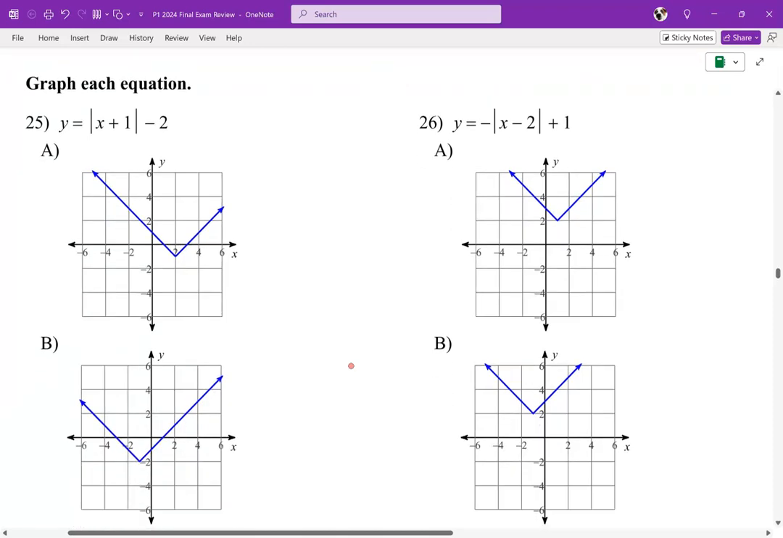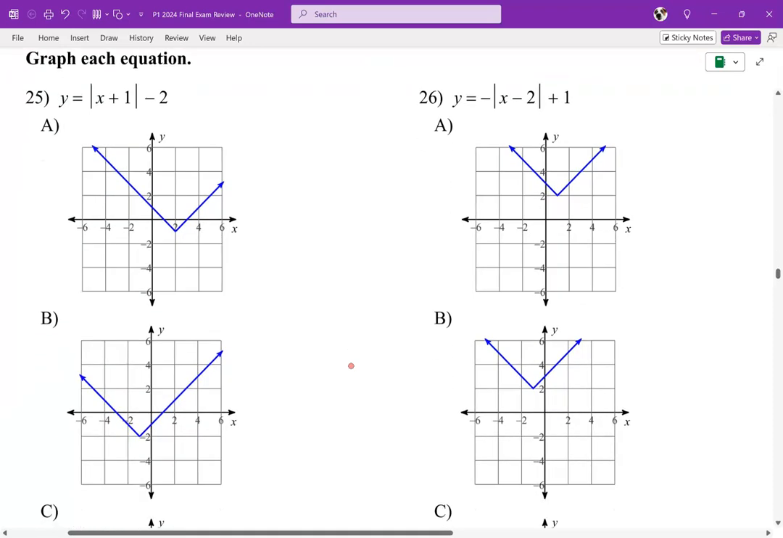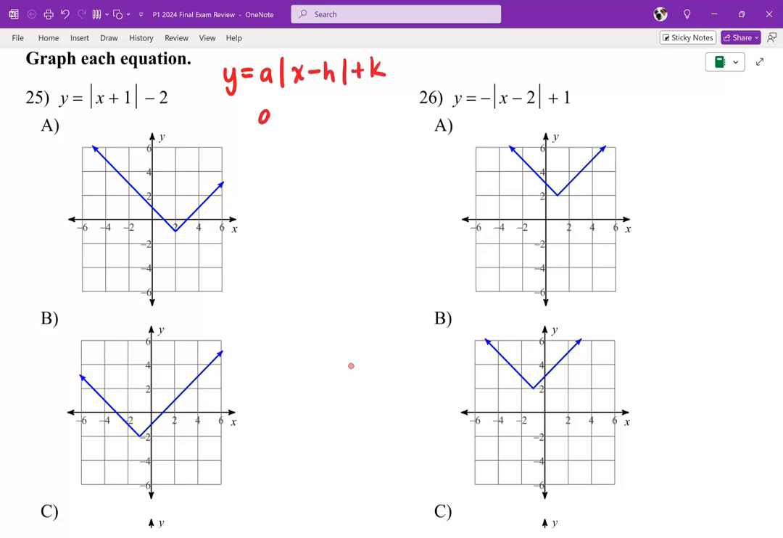All right. So these are supposed to be easy. I just don't know if you remember, but I want to remind you the formula. Y equals A absolute value of x minus h plus k, where A is kind of like your slope and hk is your vertex. That's like the little pointy part.